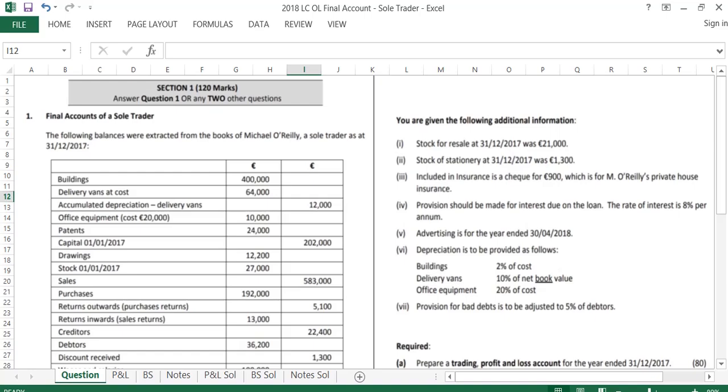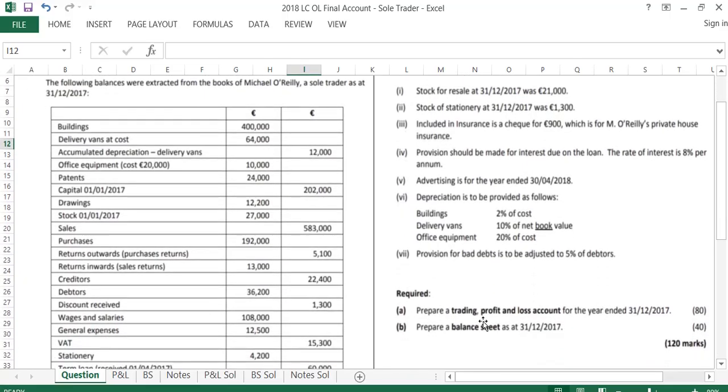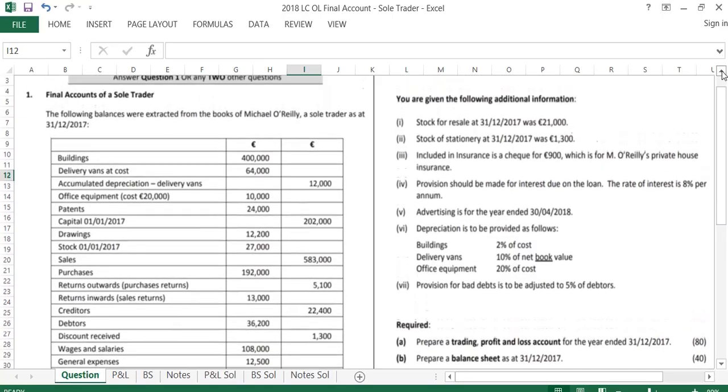Today we're going to have a look at the 2018 Leaving Cert Ordinary Level Final Accounts question, the sole trader question. As with all question ones, we're given a trial balance, we're given some additional notes, and we're asked to prepare a trading profit and loss account and a balance sheet at the end of the year. To start off, we will have a look at the notes.